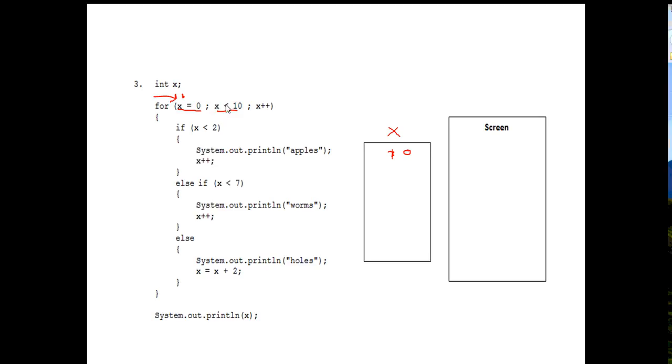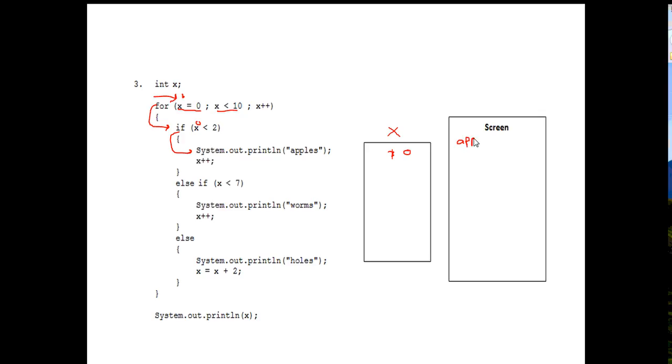And so x is less than 10. 0 is less than 10, which is true. So you jump into the for loop. Well, the first line is an if statement. Is 0 less than 2? Well, that's true. So you jump inside the if clause. The first line says to print apples. So you print apples.